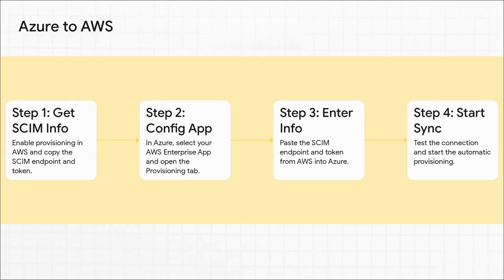And this is a brilliant concrete example of how it works. Say you want to connect Azure AD to AWS. It's pretty straightforward. First, you just enable SCIM over in AWS, and it gives you a special URL and a secret token.